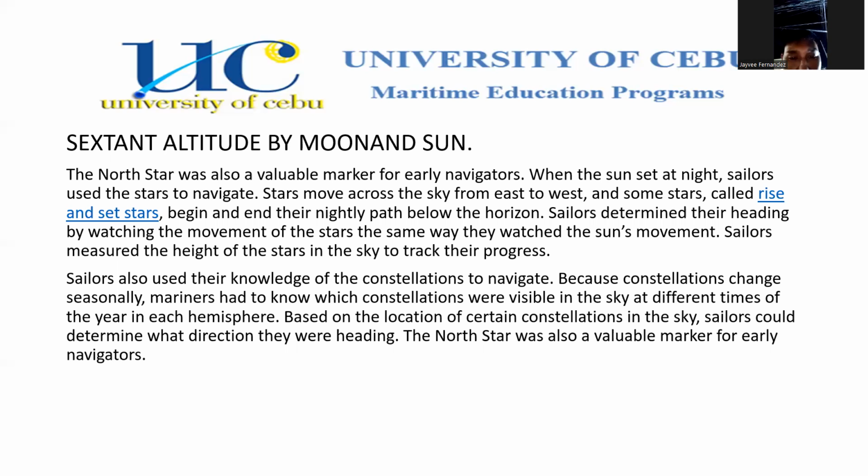Sailors also used their knowledge of the constellations to navigate. Because constellations change seasonally, mariners had to know which constellations were visible in the sky at different times of the year, in each hemisphere, based on the location of certain constellations in the sky. Sailors could determine what direction they were heading. The North Star was also a valuable marker for early navigators.